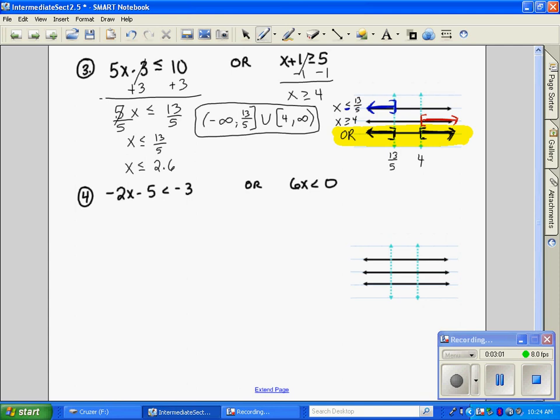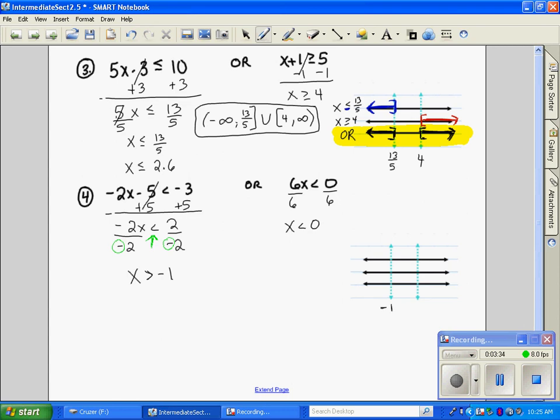Number 4, we're going to continue in the same manner, add 5 to both sides, solve these inequalities, divide both sides by a -2. We recall our rule. It says if we divide both sides by a negative, you have to flip this sign. x is greater than -1. Divide both sides by 6. x is less than 0.